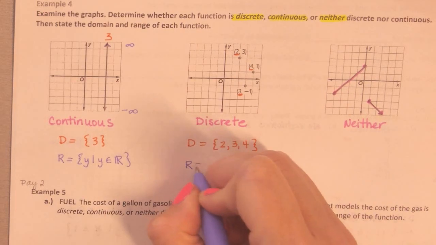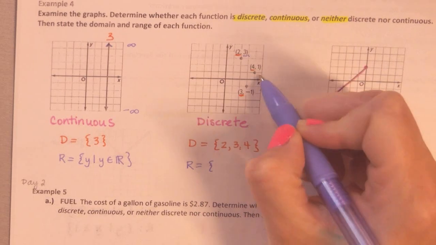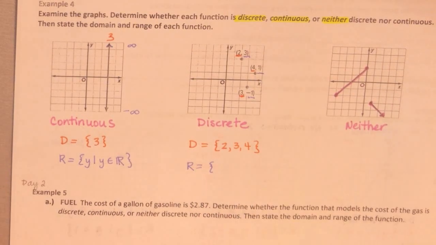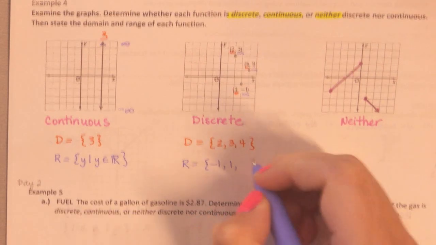Okay, and then we're going to do the range, which is very similar. So now we're just going to look at the y's. 3, 1, negative 1. So if I put that in order, I'm going to start with negative 1, then 1, then 3.